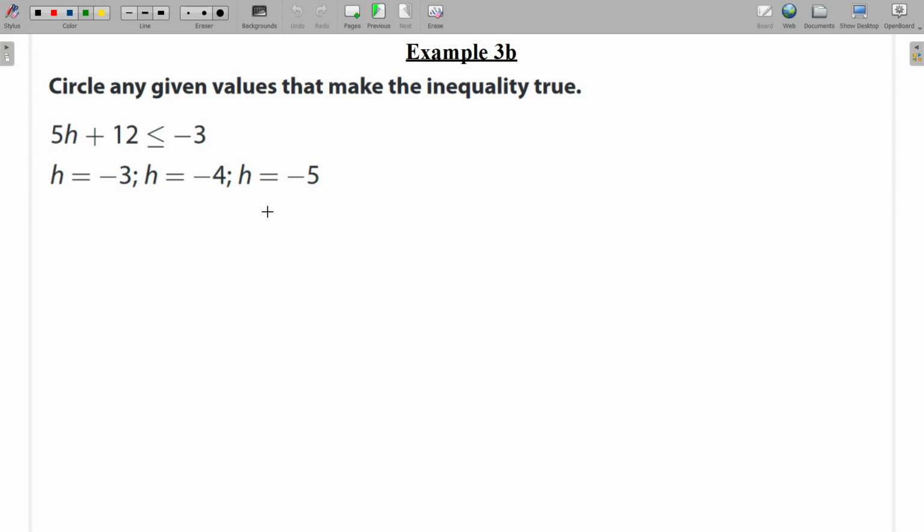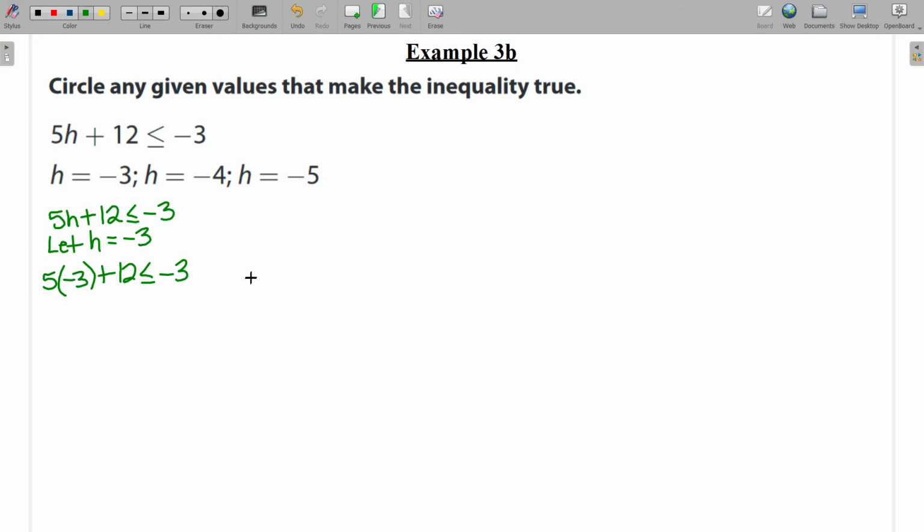In example 3b, we're given the inequality 5h plus 12 is less than or equal to negative 3, and we're asked to find which of the given values make that inequality true. So what I'm going to do is start off with my inequality: 5h plus 12 less than or equal to negative 3. Then I'm going to say let h equal negative 3, the first value that I'm given to try. So I'm going to replace the h with a negative 3. So I'm going to get 5 times negative 3 plus 12 less than or equal to negative 3.